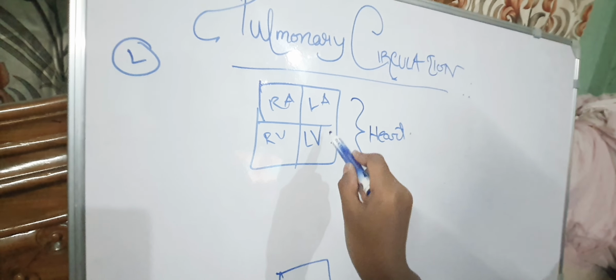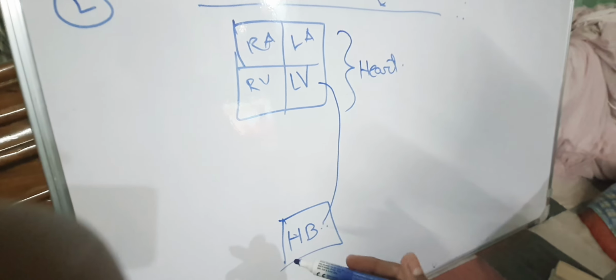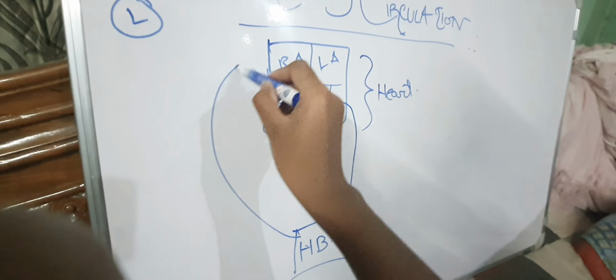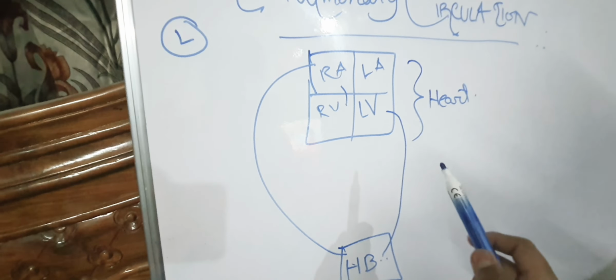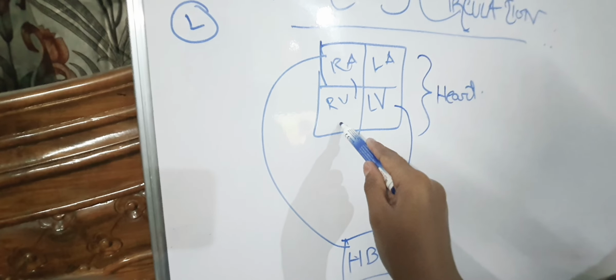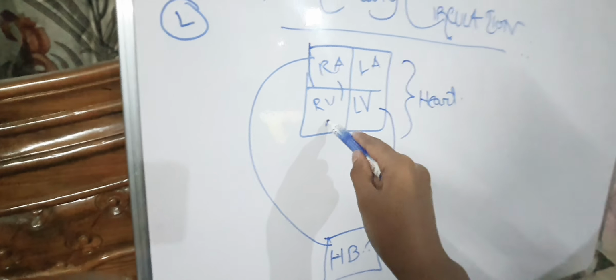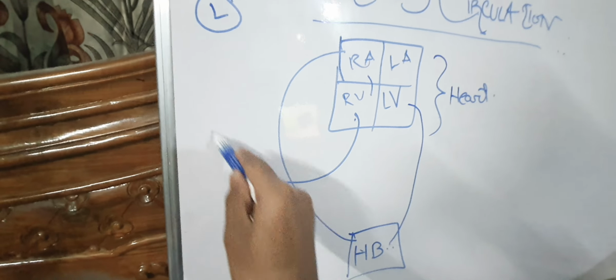So the left side of the heart always pumps what? Oxygenated blood. It pumps oxygenated blood to the human body. The human body will send the deoxygenated blood to the right atria of the heart through vena cavas. The right atria then open up into the right ventricle. Right ventricle will pump this deoxygenated blood into the lungs.